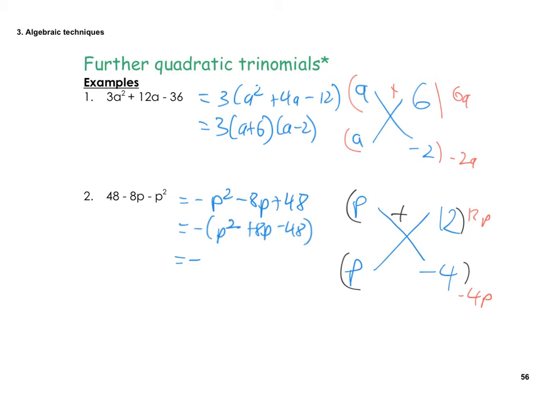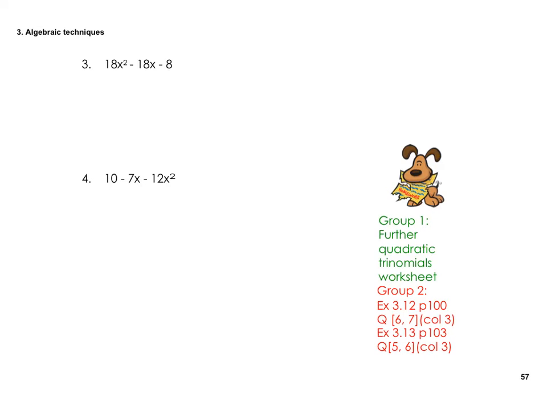So equals, negative is still there. Oops, don't want that one. P plus 12, p minus 4. And again, the order of the brackets doesn't matter. Okay, so nothing new content-wise, just more types of examples. Let's keep going.